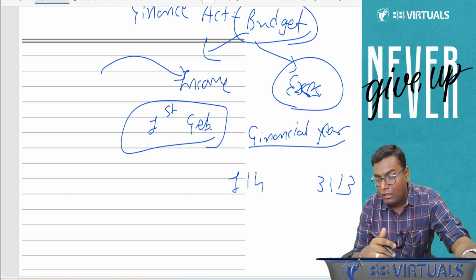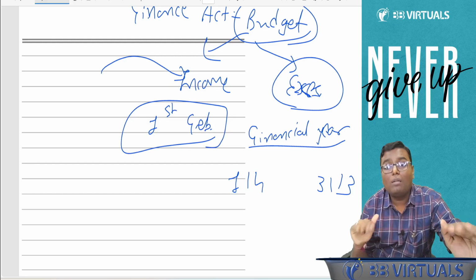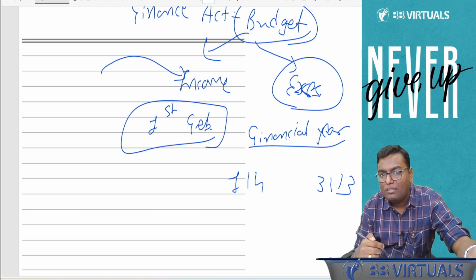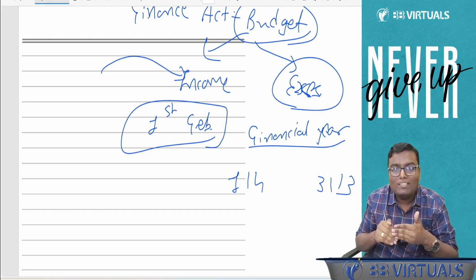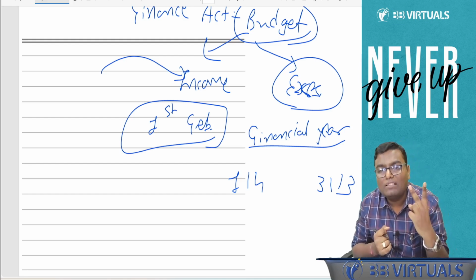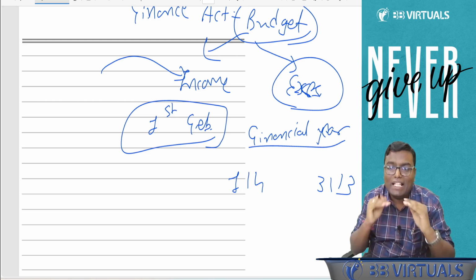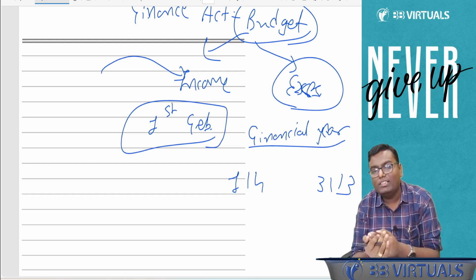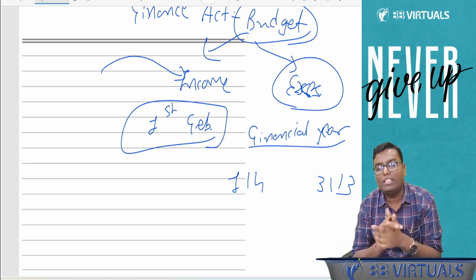Now, whatever budget comes, it comes for the upcoming financial year. So financial year will start on 1st April, so the budget has to be prior to that. And that's why it will come on 1st February, so that the government has 2 months to discuss this budget and then implement from 1st April. So just because we follow financial year, the budget comes on 1st February.